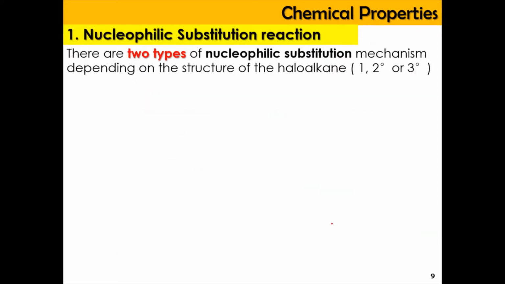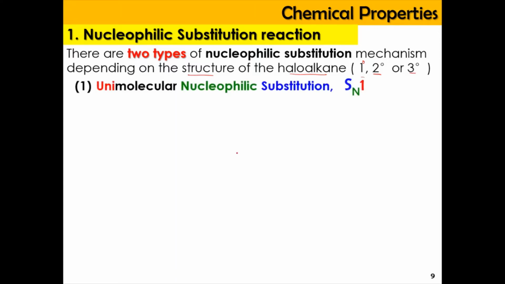Okay? So for the nucleophilic substitution reaction, there are two types and the mechanism is going to depend on the structure of the haloalkane. So haloalkane, as you have looked at in the previous video, can be divided into primary, secondary or tertiary. So this classification is important in order to determine the type of mechanism or the type of nucleophilic substitution reaction that is taking place.